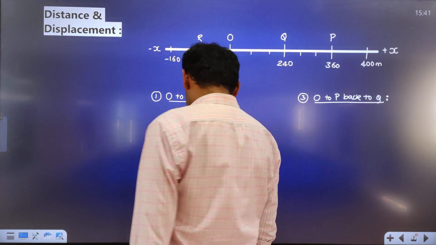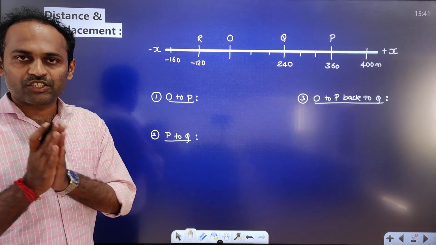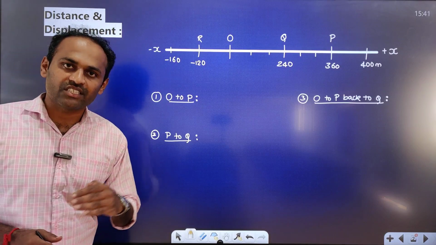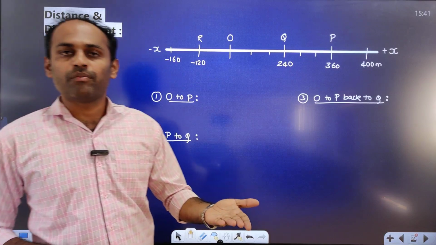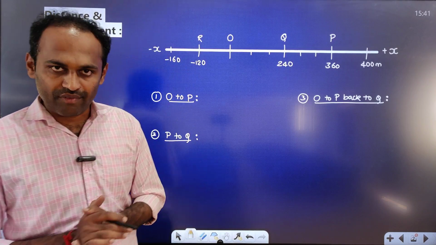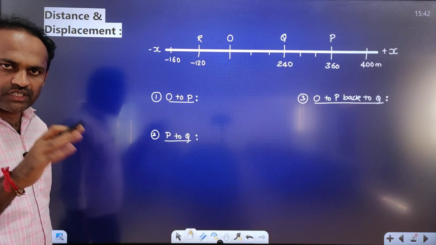See, first, distance and displacement. I will not sit telling the definitions, you already know. Distance means it is the path length, the actual path length. Displacement means it is the straight line distance between initial and final position, or the shortest distance between initial and final position. We know that very well. Correct? Straight line itself is the shortest distance.